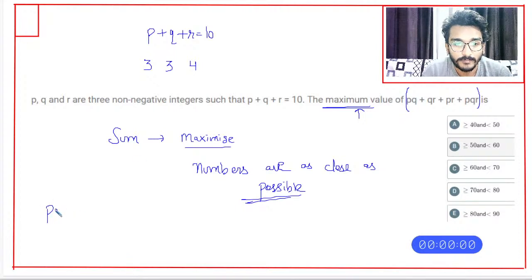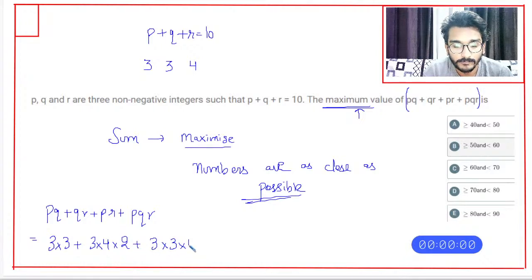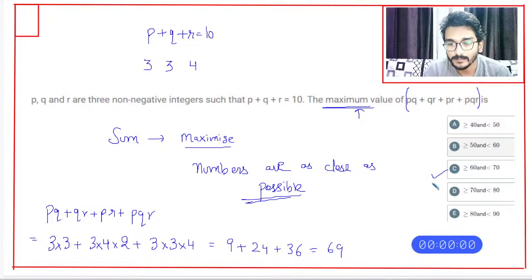We have to find the value of PQ plus QR plus PR plus PQR. Just plug the value here. It is 3 multiplied by 3, 3 times 4 and there are 2, and this is 3 cross 3 cross 4. It is how much? 9 plus 12 plus 12 is 33, plus 36, so it's 69. So 69 is our answer. It lies between 60 and 70. So that's our answer for this question.